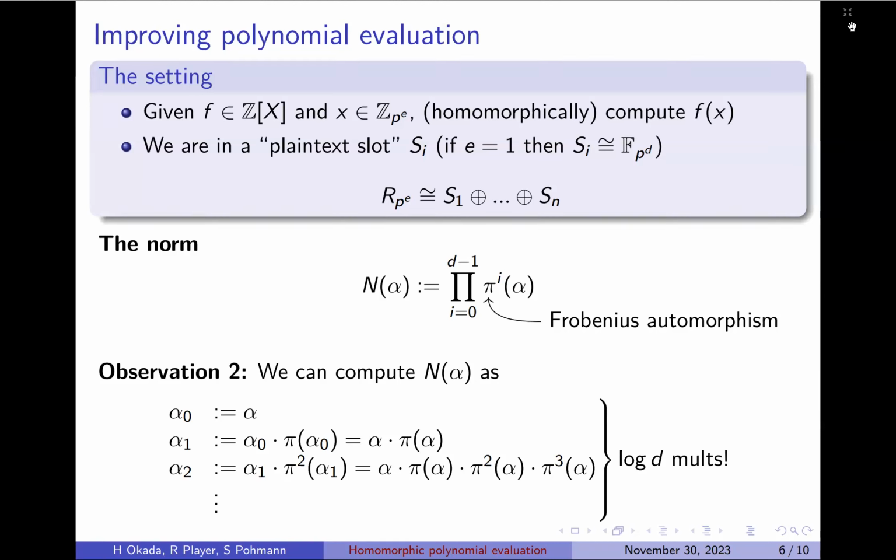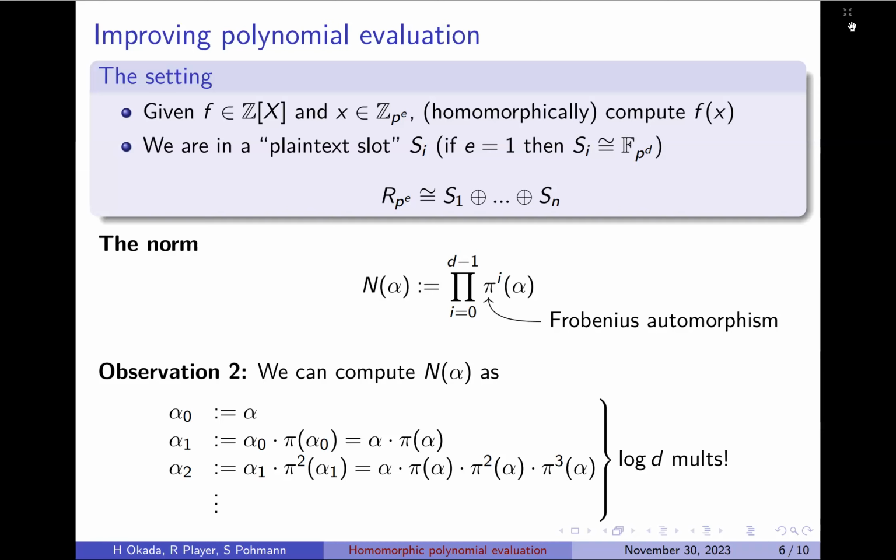So if we start with alpha and compute alpha times pi of alpha, call it alpha 1, times pi squared of alpha 1, alpha 2, times pi to the 4 of alpha 2, and so on, and use the fact that pi is a ring automorphism, in particular that it commutes with multiplication, we can pull out the products outside of pi and get the product of alpha, pi of alpha, pi squared of alpha, and so on, until pi to the 2 to the k minus 1 of alpha. And from this follows that alpha log d will be the norm, and we only use log d multiplications.